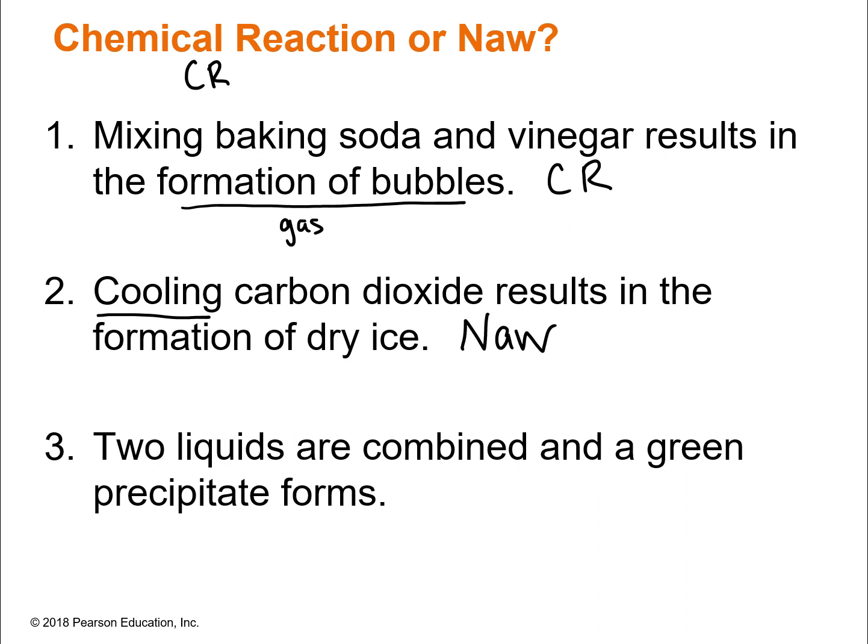Two liquids are combined and a green precipitate forms. We're forming something that's a different color, and it's a solid. We started with two liquids. That's definitely a chemical reaction. So this should be a little bit of a refresher, again, from Chapter 3. If it's not, go back to Chapter 3, do some practice, and then come on back to Chapter 7.